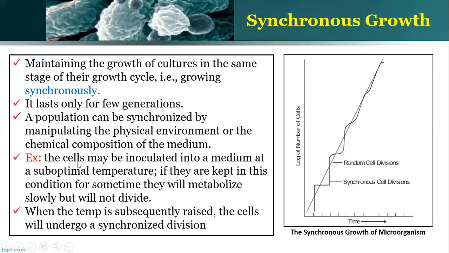So for example, if the cells are inoculated in a medium at suboptimal temperature, and if they are kept in this condition for some time, they will metabolize slowly, but they will not divide.